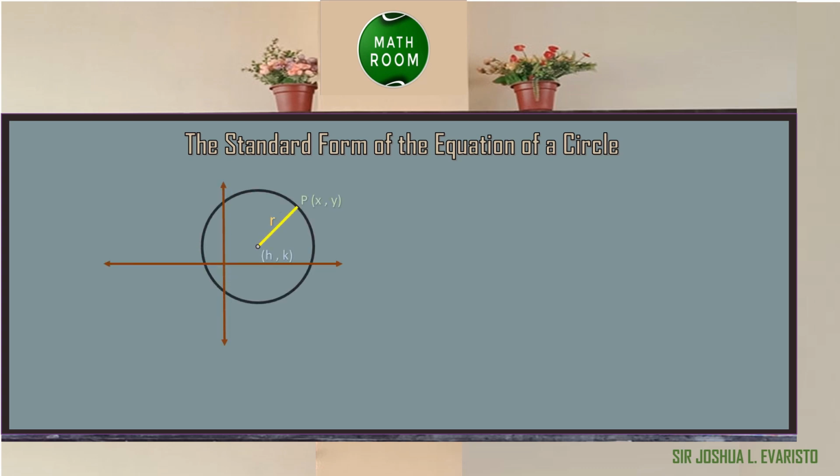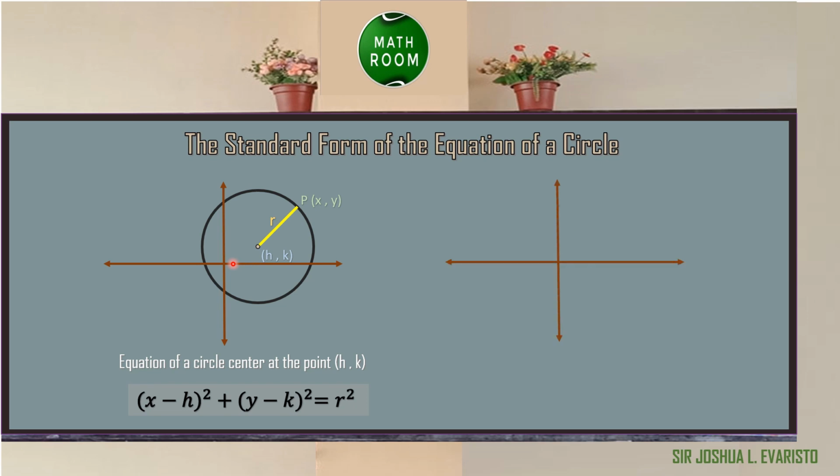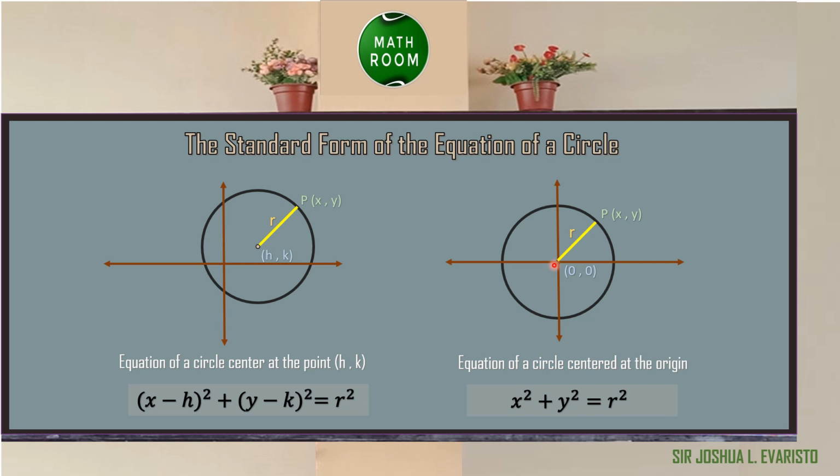The standard equation of a circle with the center h, k and radius of r units is quantity x minus h quantity squared plus quantity y minus k quantity squared is equal to r squared. The values of h and k indicate that the center is translated h units horizontally and k units vertically from the origin. If the center of the circle is at the origin, the equation of the circle is x squared plus y squared is equal to r squared.